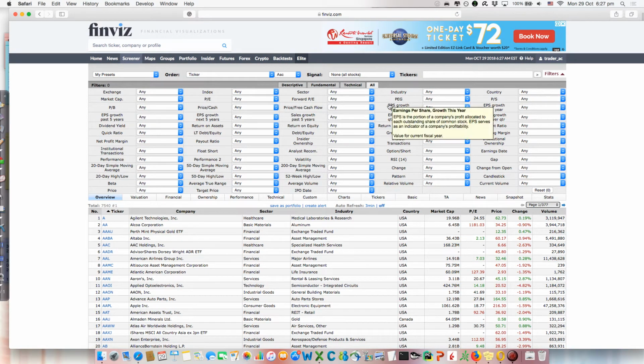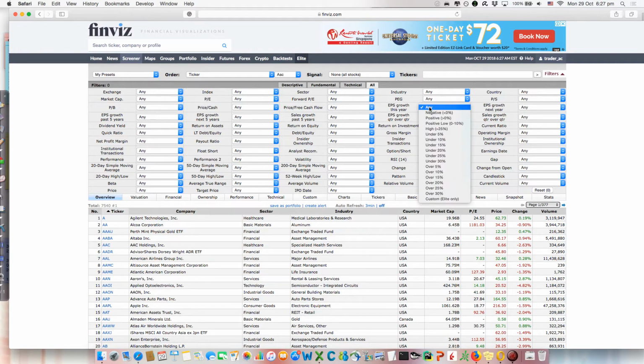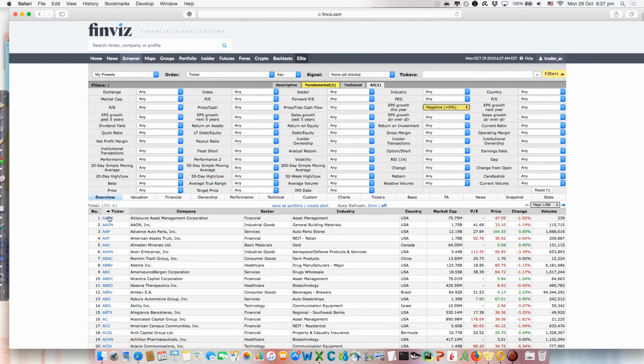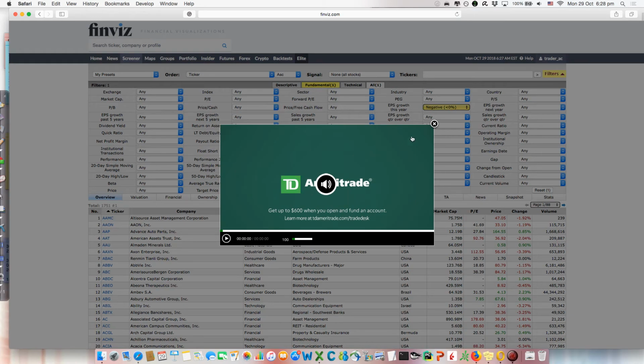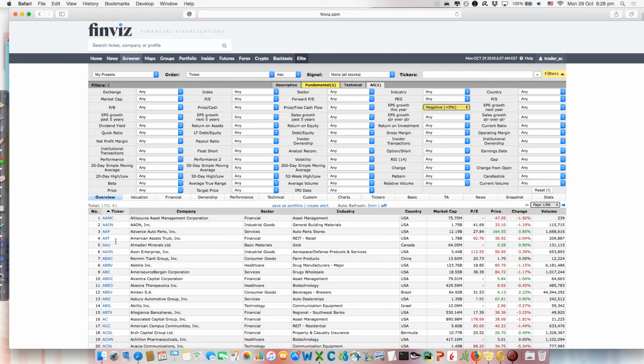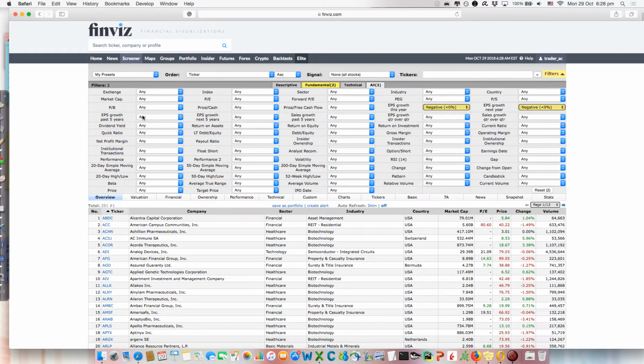The first thing we can use is this earning per share. So when a company is not doing well, this value is going down. So here we can write earning per share this year, negative. And you can see already that we are reducing the number of entries. Same thing for earning per share next year. And again, we reduce the number.